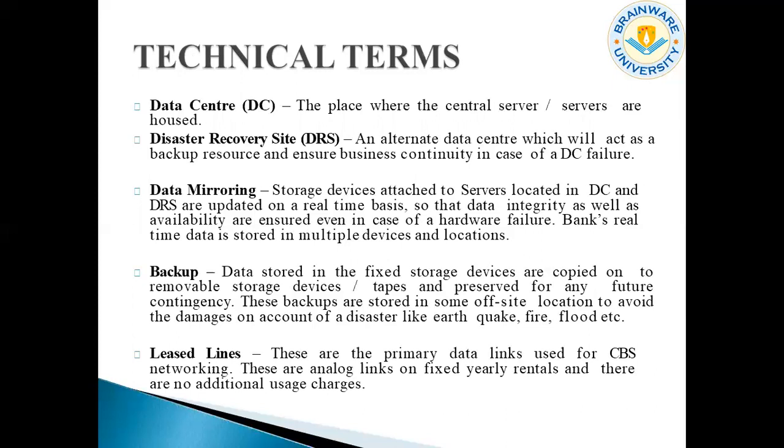Then there will be data metering, which means the storage devices at the server located in the DC and DRS are updated on a real-time basis so that data integrity as well as availability are ensured even in case of a hardware failure. So a bank's real-time data is stored in multiple devices and locations, because if one device or one location is hampered, you can take the backup from another location or device. Then obviously there should be a good backup process, and some leased lines for the CBS networking.